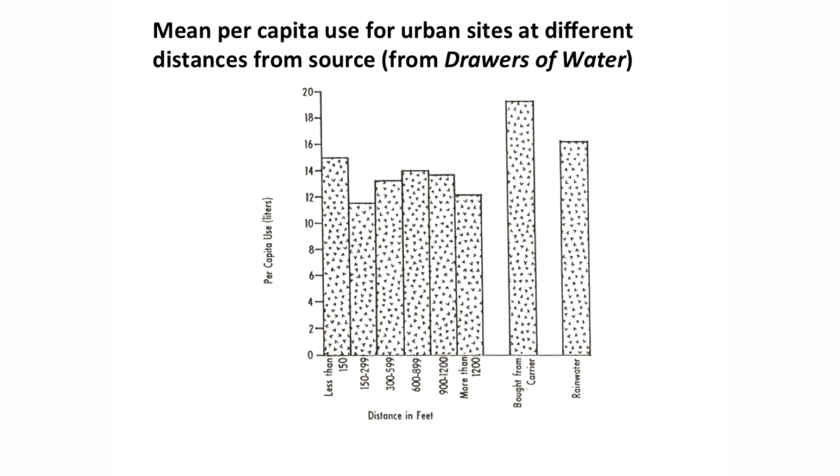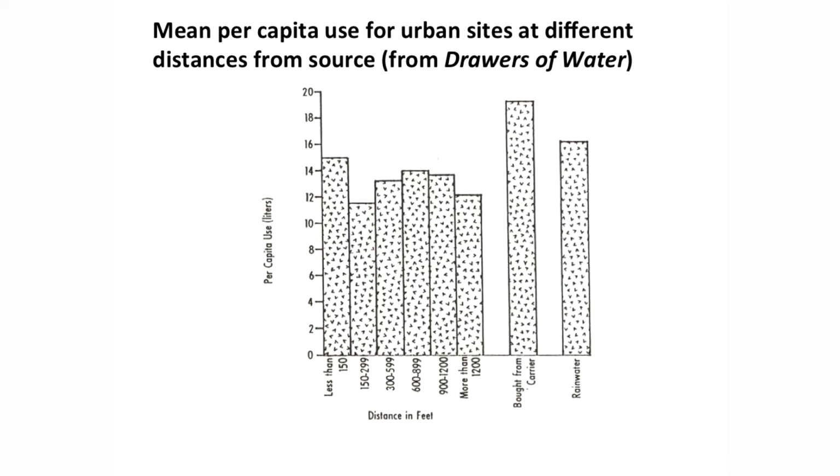This next slide shows the relationship between mean per capita use and distance from source for urban households. Note that distance on the horizontal axis is now measured in feet, not miles, because most urban households walk considerably shorter distances to water sources outside the home than households in rural areas. As in rural areas, the distance to the water source outside the home does not have much effect on mean per capita water use when the distances are relatively short. In this case, most households are within 1,200 feet of a source.